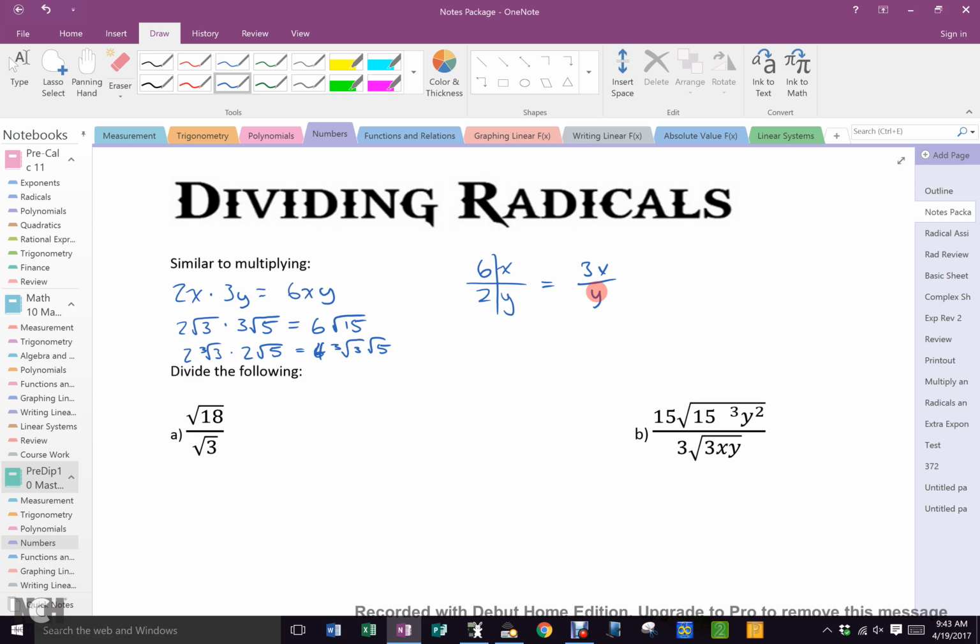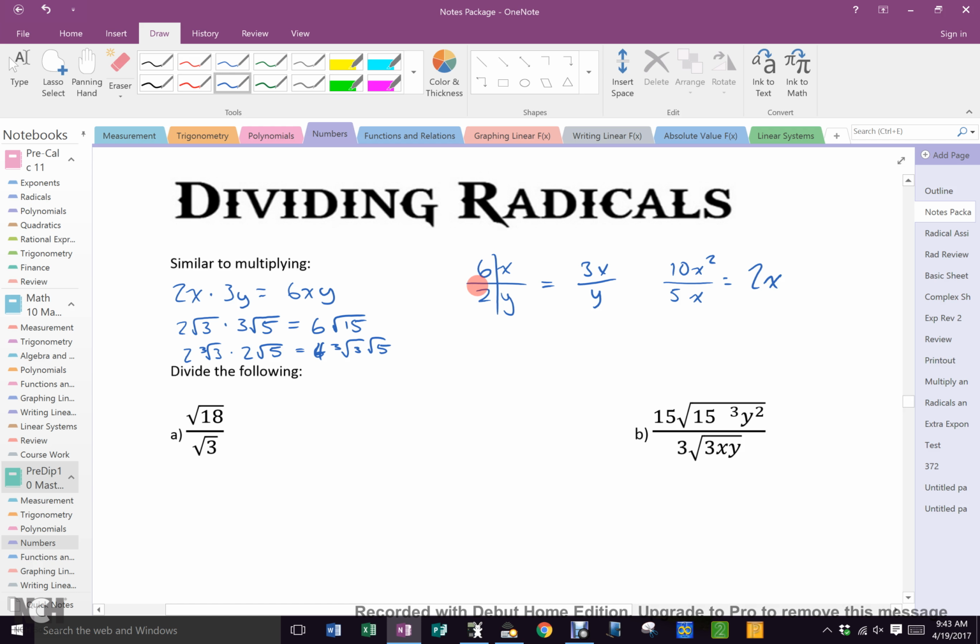Okay? What if I had 10x squared over 5x? What would that simplify to? Just 2x, because x squared divided by x is 1x. Right? Everyone remembers this from the 9th grade, yeah? Okay. Dividing radicals is the same thing.